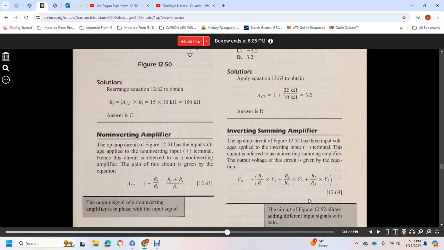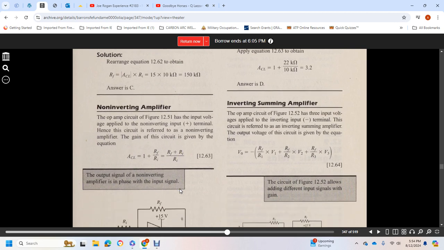Or a non-inverting amplifier, the operational amplifier circuit, with the input voltage applied at the non-inverting positive terminal. Hence, the circuit is referred to as the non-inverting amplifier. The closed-loop gain of the circuit is given as A closed loop equal to 1 plus the feedback resistance over the input resistance, equal to the feedback resistance plus the input resistance over the input resistance.